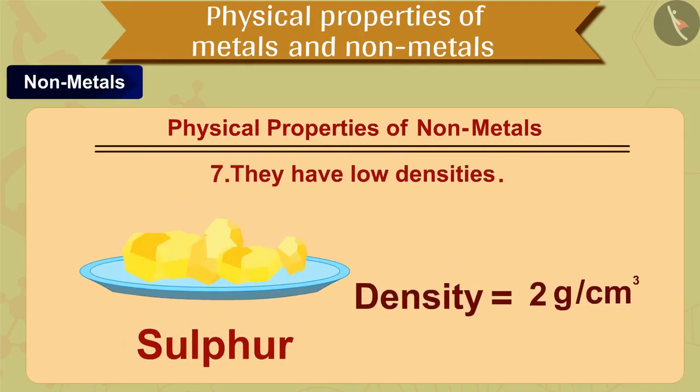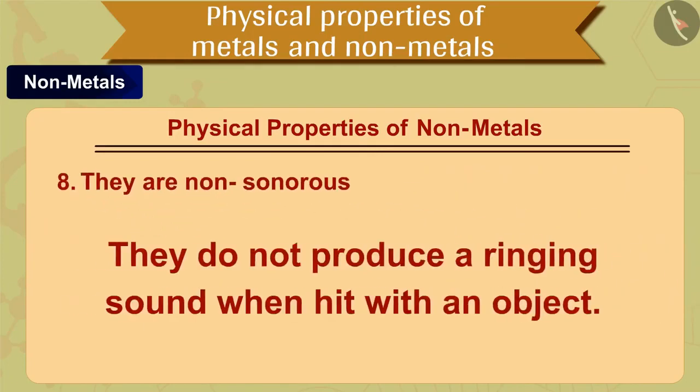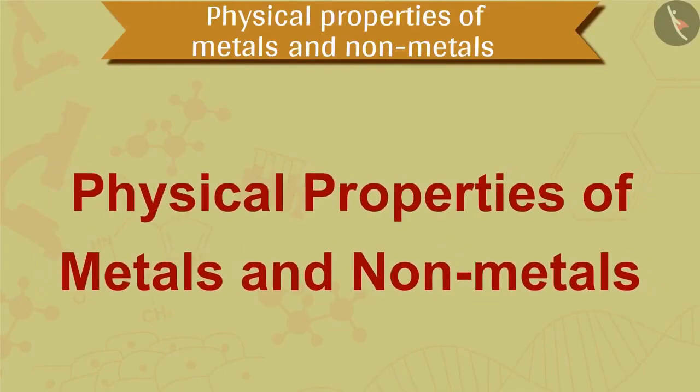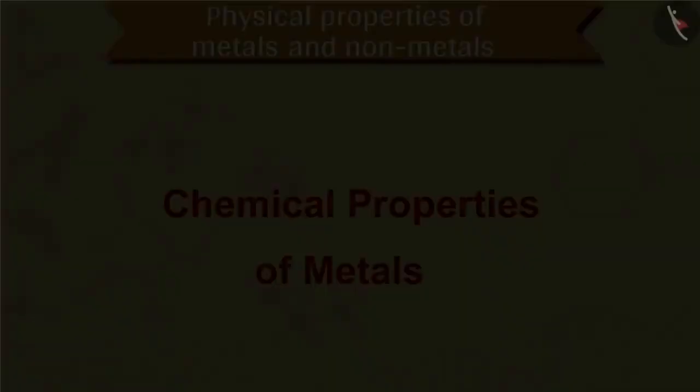The next, eighth property of non-metals is that they are non-sonorous. That is, they do not produce a ringing sound when hit with an object. In this video, we studied the physical properties of metals and non-metals. In the next video, we will learn about chemical properties of metals.